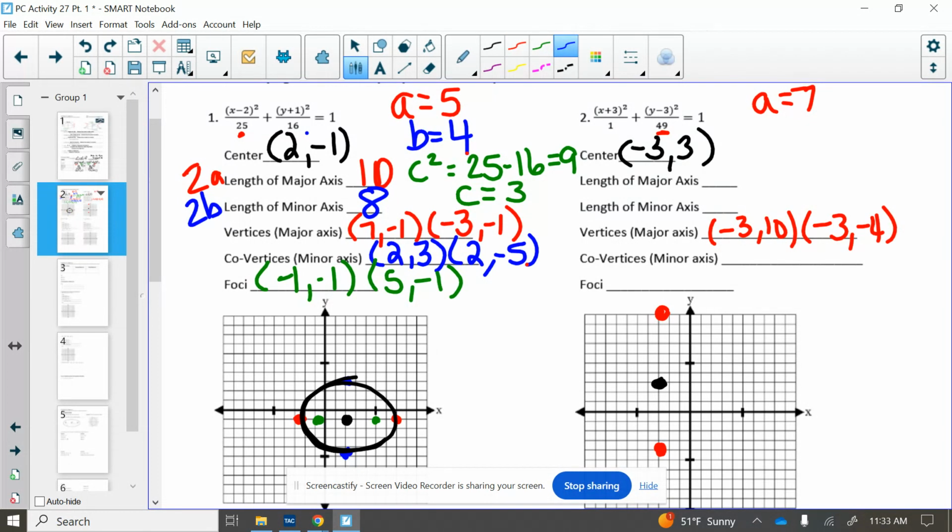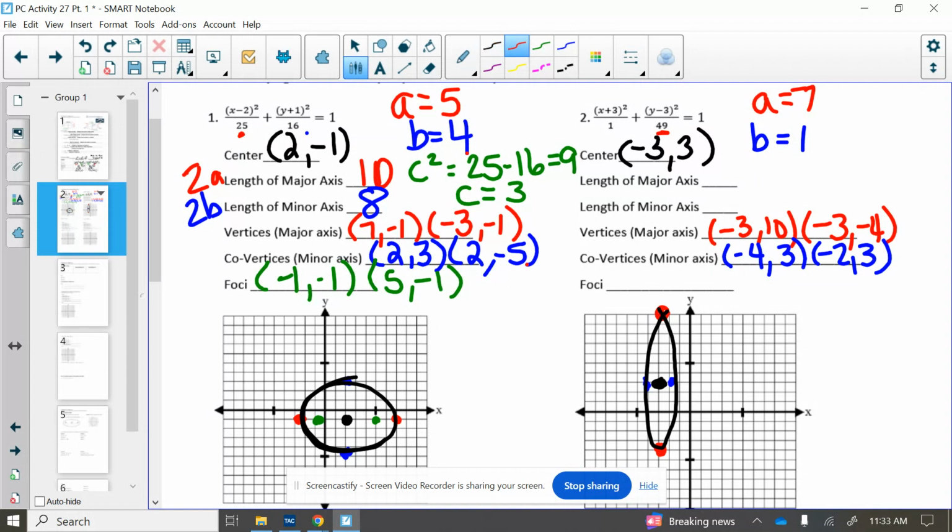Covertices then are going to be found using parameter b. B squared is 1, so the square root of that is also 1. So we're just going to the right and the left of -3, 3, so that we're at -4, 3, and -2, 3 for those. And again, we just kind of connect those dots to get our very tall and skinny this time ellipse.